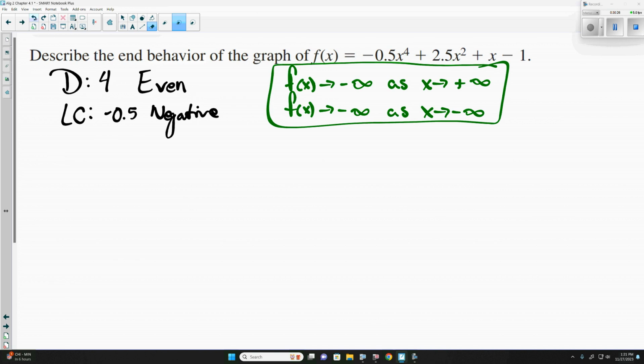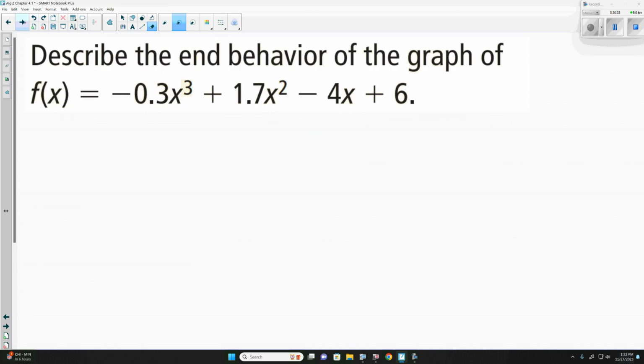Questions on this here? That's it. The green part is the answer. So, let's look at the next one here.